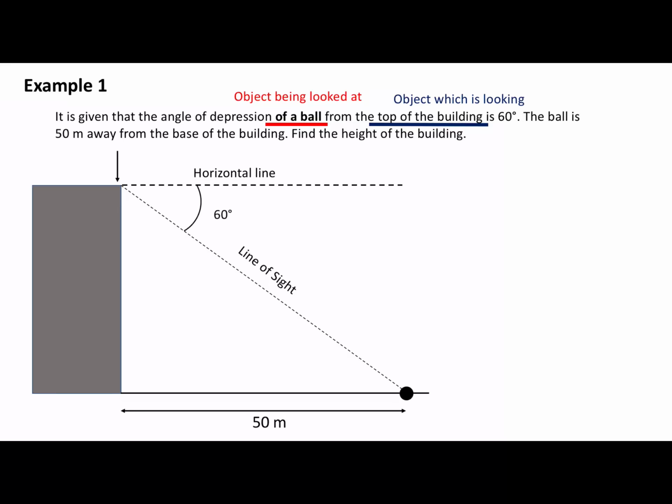Okay, if you can see, there are actually two right angle triangles. Okay, let me focus on one at a time. So the first right angle triangle can be formed from here. Now, since we are interested in finding the height of the building, let's label it capital H.